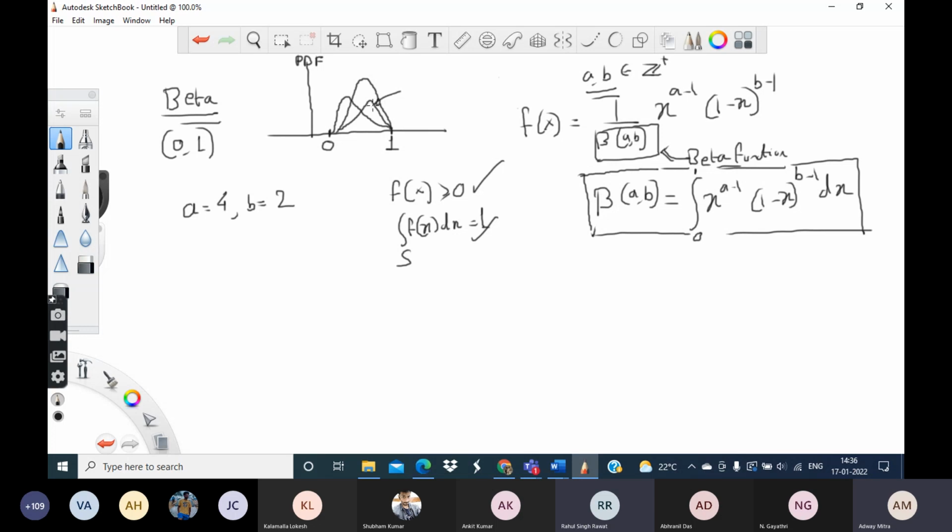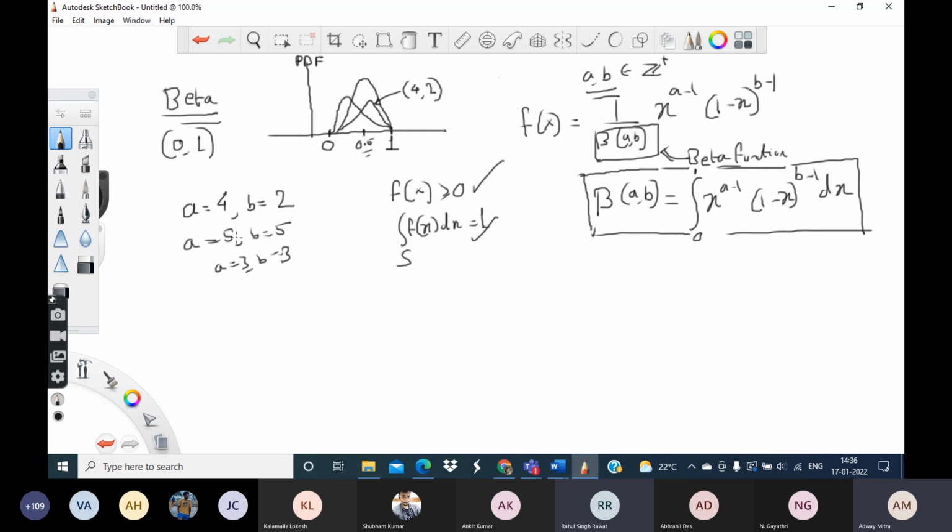Okay, so for example, I am not saying in this case it will be exactly like this, but this plot where the peak is tilting towards 1, this kind of thing may be observed if a equal to 4 and b equal to 2. But if both of them are equal, let us say a equal to 5, b equal to 5, or maybe a equal to 3, b equal to 3, then we will see that the peak is exactly halfway. That is, it is achieved at 0.5.